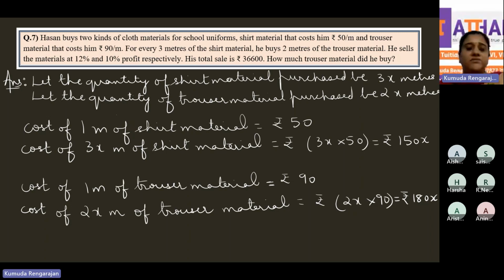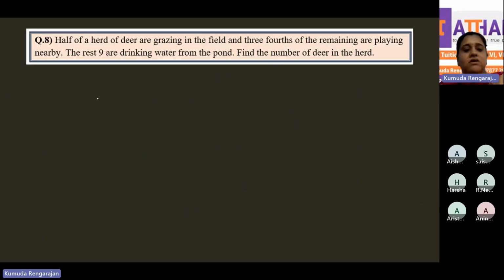So we start like this. Let the quantity, or you can also say the length of shirt material purchased, be 3x meters. Why? Because for every 3 meters of shirt material, he buys 2 meters of trouser material. So if he buys 6 meters of shirt material, what is 6? 3 plus 3, right? So he'll buy 2 plus 2 trouser.